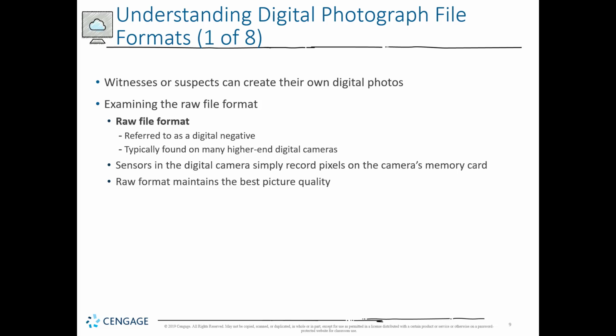Drastically larger, but all common expensive DSLR cameras, anything over like 50, 60 bucks, have the ability to do a RAW file format. Again, these are more like the digital negatives, typically found on higher end digital cameras or the DSLR type cameras. The sensors in the digital camera simply record the pixels on the camera's memory card, where the RAW format will maintain the best picture quality, but you're looking at a large size.